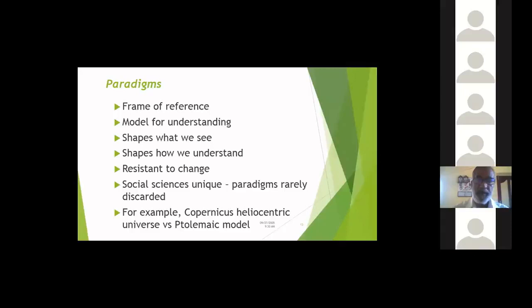Paradigm shapes what we see. It shapes how we understand. It is often resistant to change. More often, people tend to keep talking about the same thing over and over again. I'll give you an example, with no offense, okay? Right away, think of one particular theory called the Sanskritization theory of M. N. Srinivas in sociology.